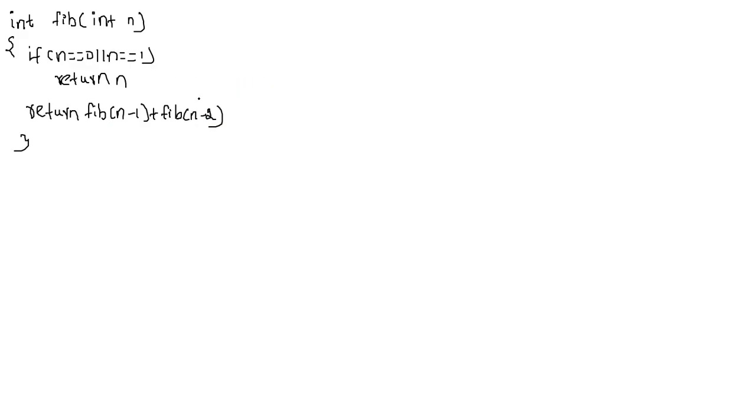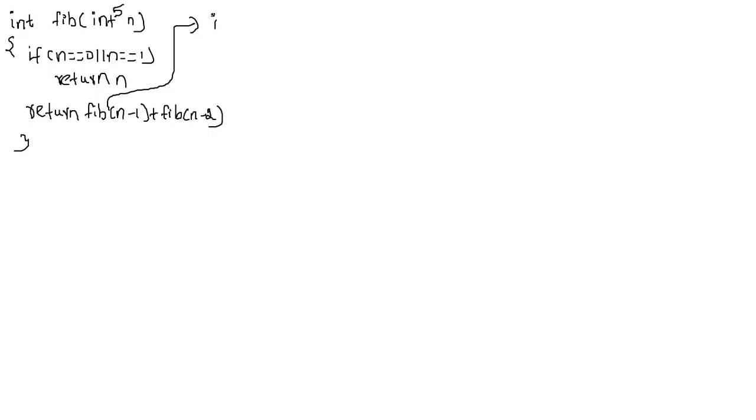n minus 1, n minus 2. Done. Now let's consider the input value n as 5. So let's go for the step-by-step execution. 5 equal to 0 or 5 equal to 1? No, condition is not true. I'll go here, fib of n minus 1. So from here I'm going to call a recursive call.